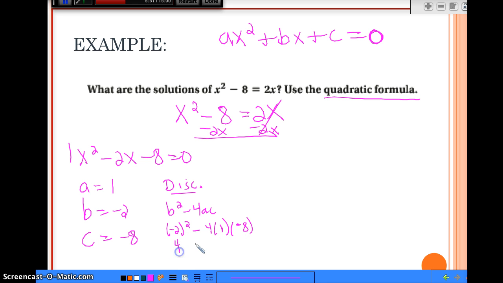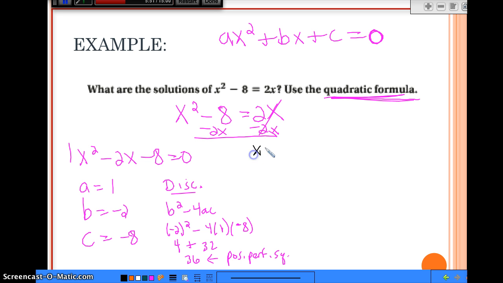That's going to give me 4. Negative times a negative is a positive. 4 times 8 is 32, and 4 plus 32 is 36. So this is a perfect square, positive perfect square. So really, this one can be factored, but they're telling us we have to use the quadratic formula. So let's go ahead and do that.